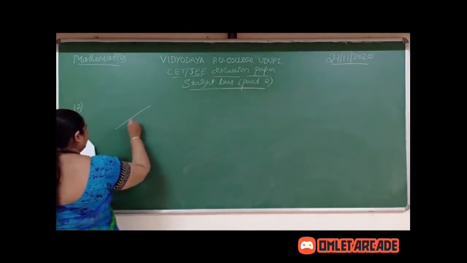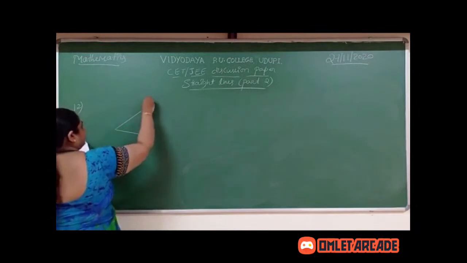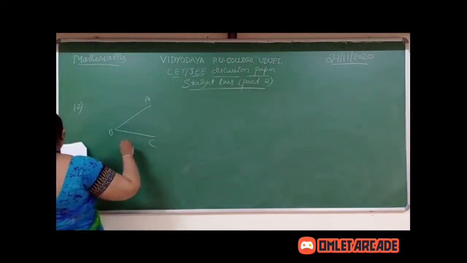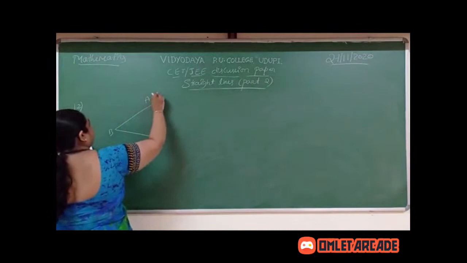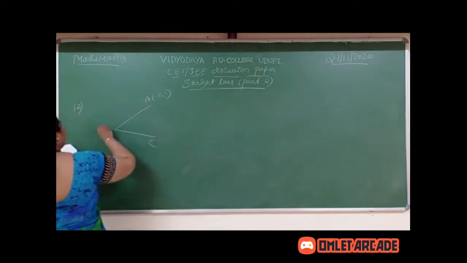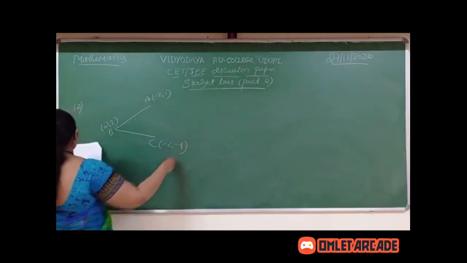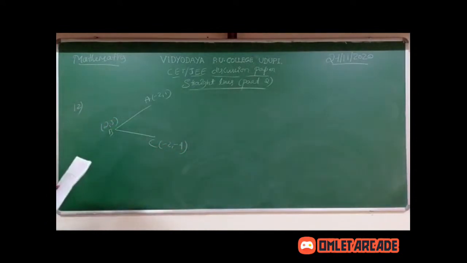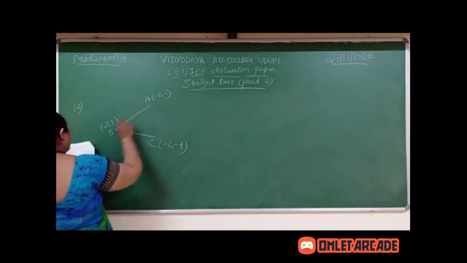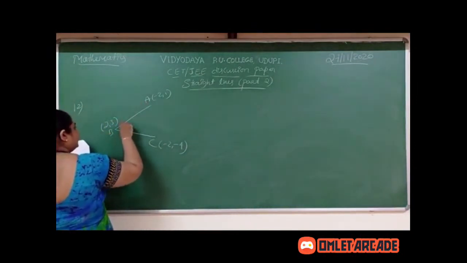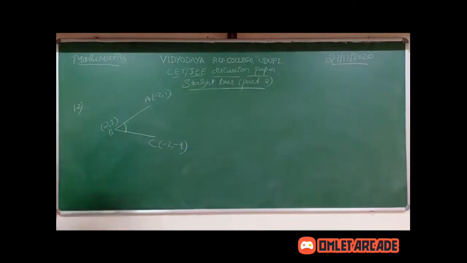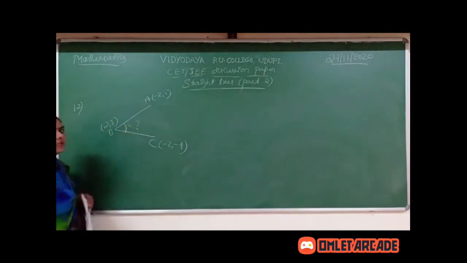Let me take ABC. A is minus 2 comma 1, B is 2 comma 3 and C is minus 2 comma 0. And what is the question, students? Then the angle between BA and BC. Angle between BA and BC. You need to find the angle between them.